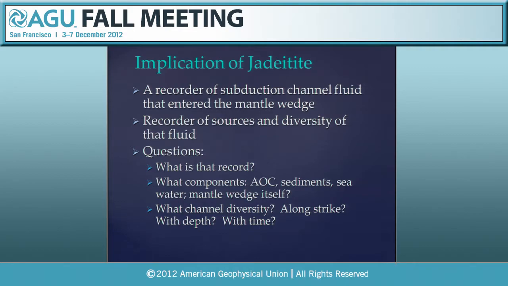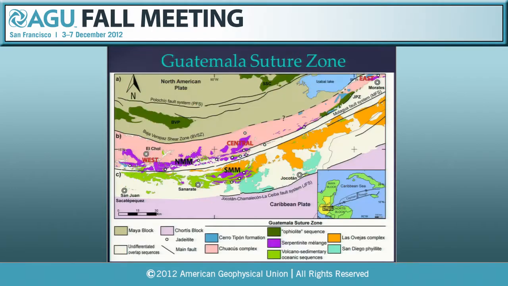So the purpose of this talk is purely phenomenological, in the sense of looking at the data to show you what we are seeing and say, what is this record, first off? What are potential components that may have been dissolved and transferred via these fluids? Is there diversity along strike? And is there variation with depth, in terms of the conditions under which they form, and with time? I'm really not going to deal with the latter two today.